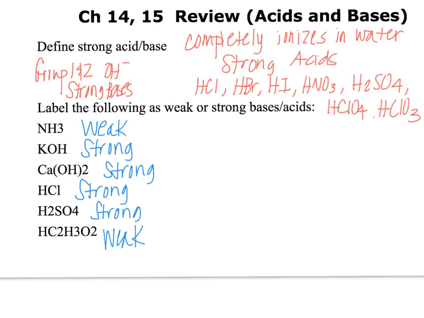And so I labeled these as we went through. NH3, not a hydroxide, so it's weak. The KOH and the calcium hydroxide, both group 1 and 2 metals, and so that would make them strong. HCl and H2SO4 are 2 of the ones we have listed as being strong. And this last one right here is acetic acid, and acetic acid is not one of the ones listed, so it is a weak acid.